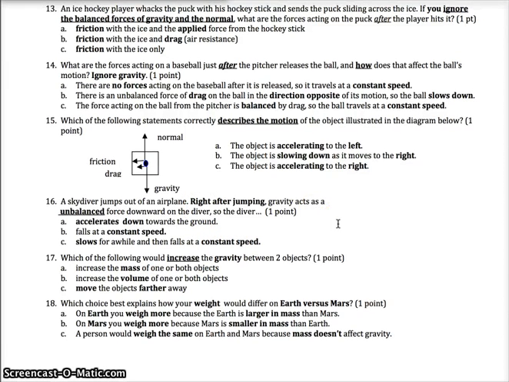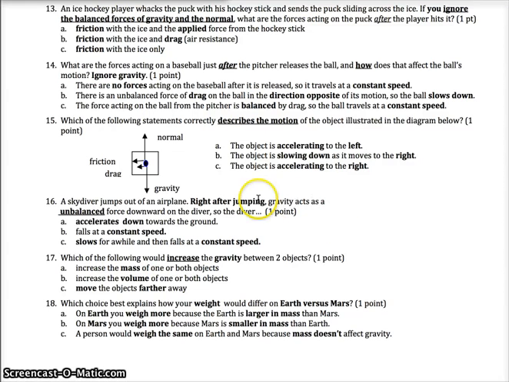16. A skydiver jumps out of an airplane. Right after jumping, gravity acts as an unbalanced force downward on the diver, so the diver, A, accelerates down towards the ground, B, falls at a constant speed, or C, slows for a while and then falls at a constant speed.